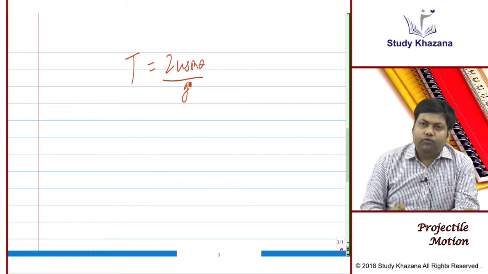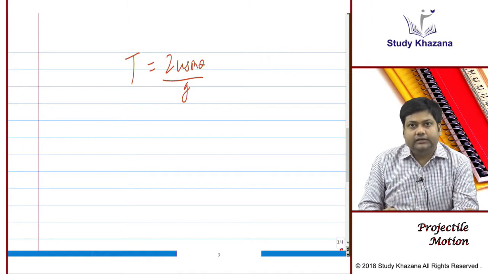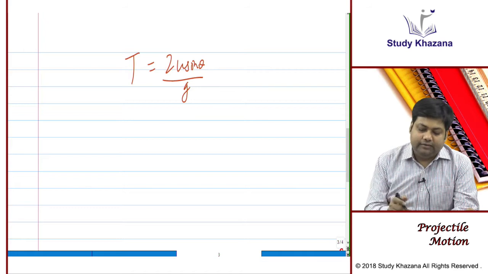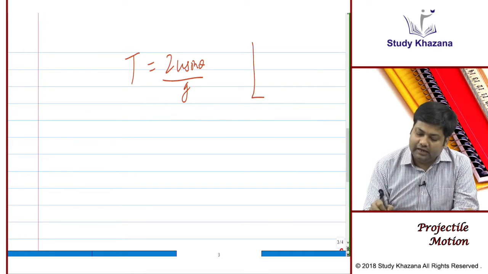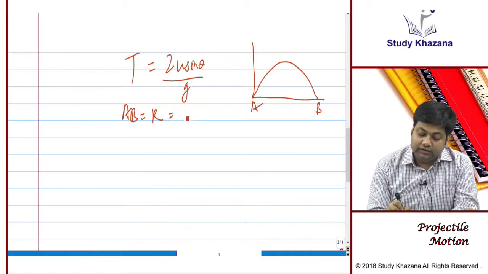There's another interesting point now that comes in: we have the horizontal range. The range is defined as the horizontal distance covered by the projectile during this time. So if you see the diagram, you would realize the distance AB is actually nothing but the horizontal range, and that you can find out by using the equation along the x-axis.